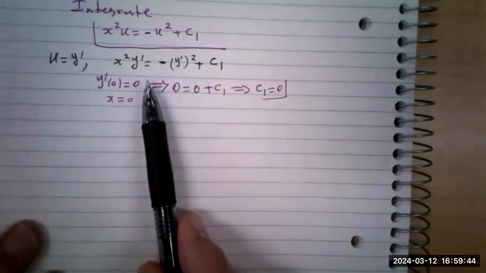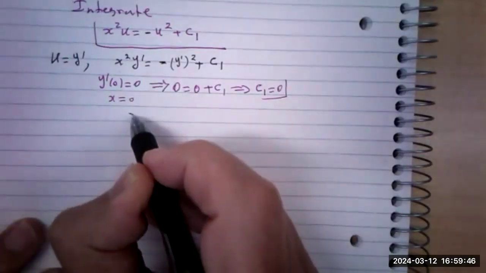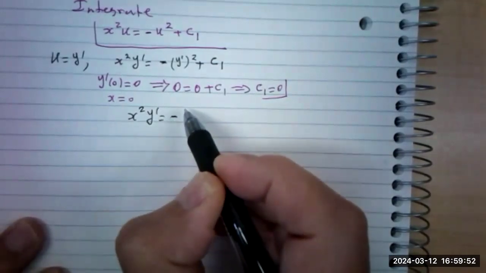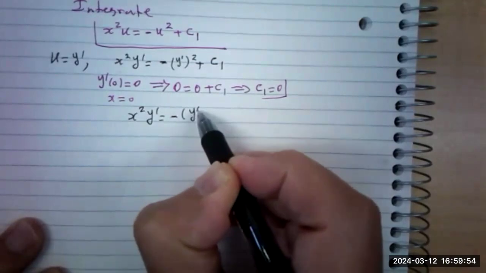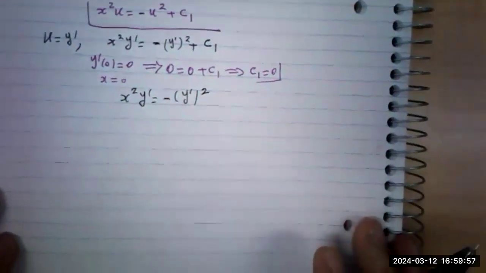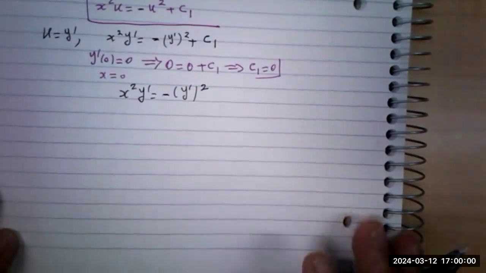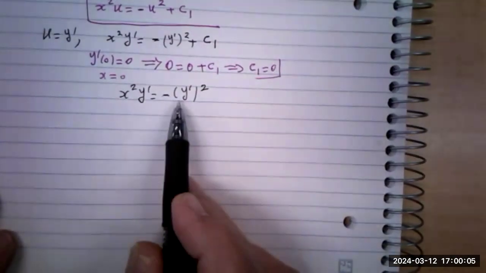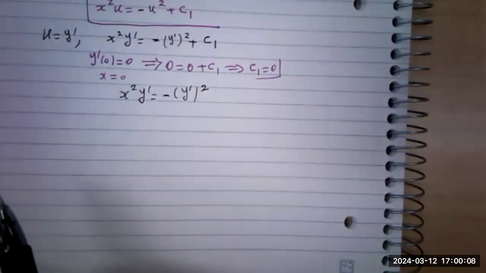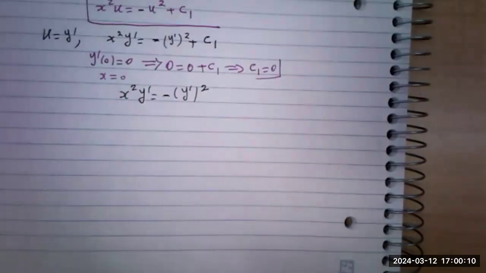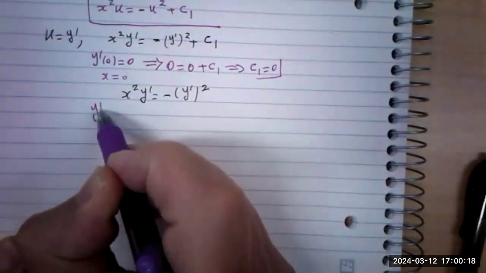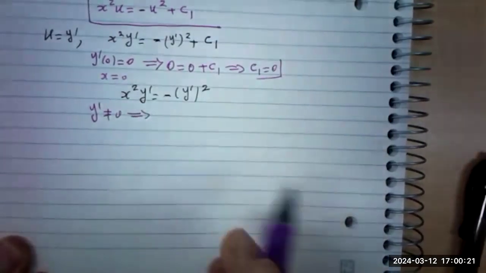Okay. So, so far your equation, the result is x squared y prime equal to negative y prime squared. That's an easy equation to solve. You have y prime and y prime squared. You can assume that y prime is not equal to 0, because if y prime is equal to 0, y would be a constant, so that would be a trivial solution. So from now on, you assume y prime is not equal to 0, then you can divide by y prime.